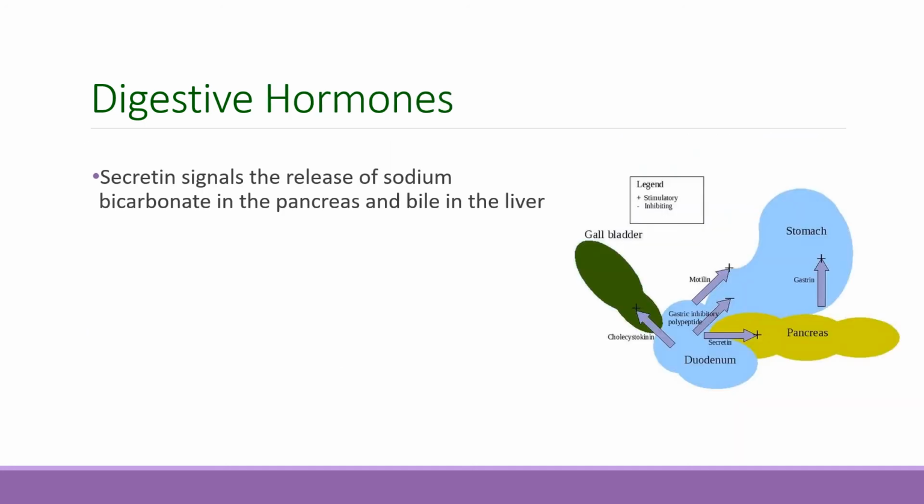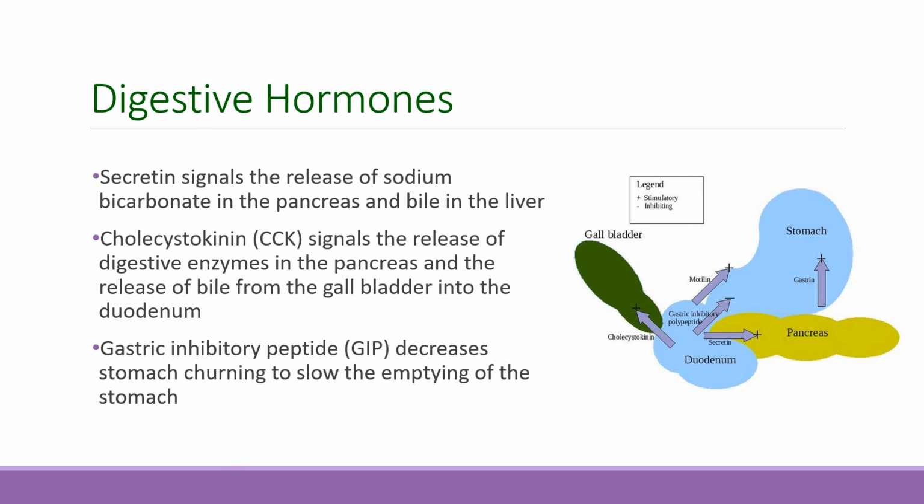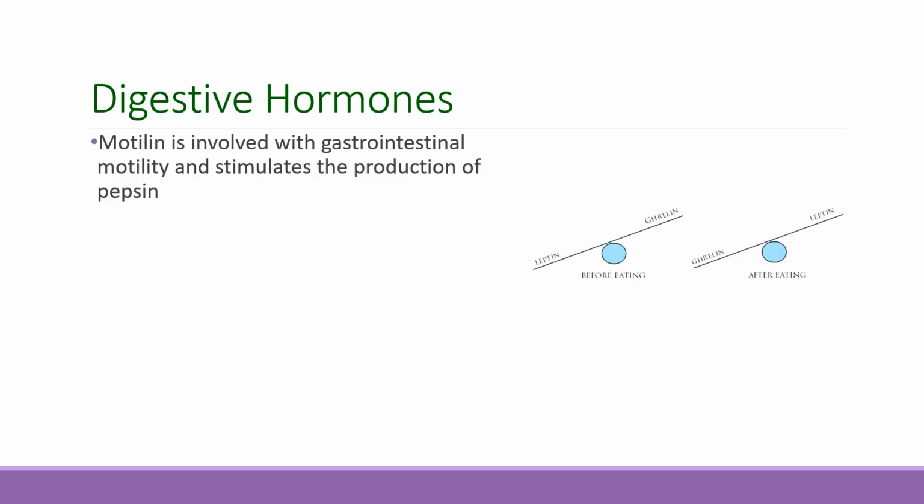Secretin signals the release of sodium bicarbonate in the pancreas and bile in the liver. Cholecystokinin, or CCK, stimulates the release of digestive enzymes in the pancreas and the release of bile from the gallbladder into the duodenum. Gastric inhibitory peptide, or GIP, decreases stomach churning to slow the emptying of the stomach. And finally, motilin is involved with gastrointestinal motility and stimulates the production of pepsin.